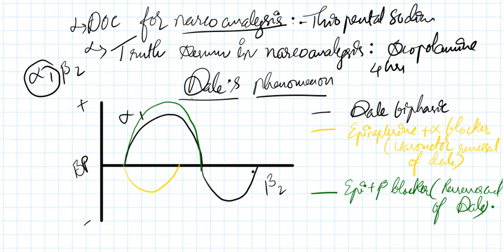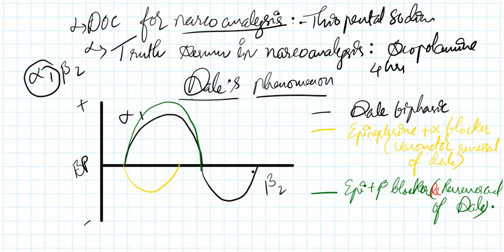When epinephrine is given with beta blocker, we see reversal of Dale. It's not vasomotor reversal, it's reversal of Dale. Sorry, I should write it. You remember this very important topic, Dale's phenomenon, right?